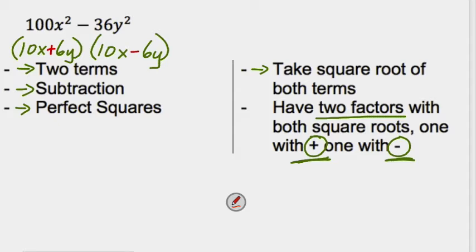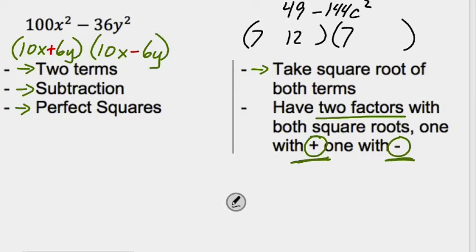Let's see another example. Let's say 49 minus 144c squared. Well, we're going to do the same thing. I'm going to split it up. 49 is 7 squared. 144 is 12 squared. And c squared is just c squared. And remember, this is addition, that's subtraction. Again, you can switch the order.